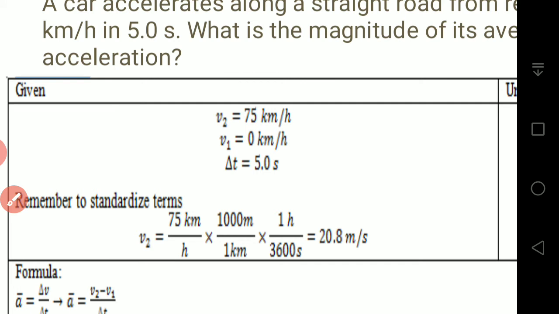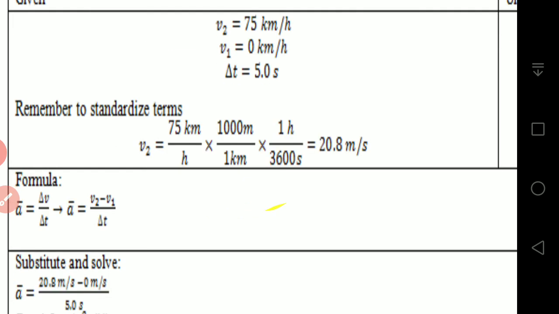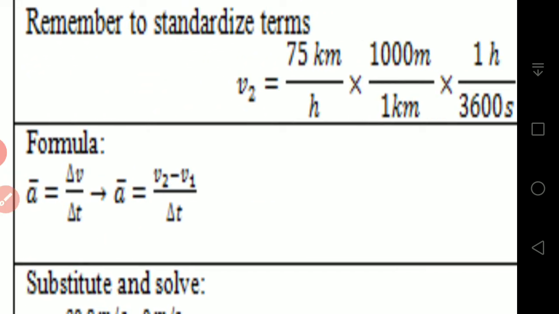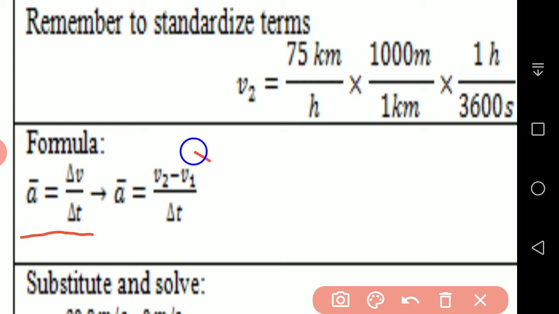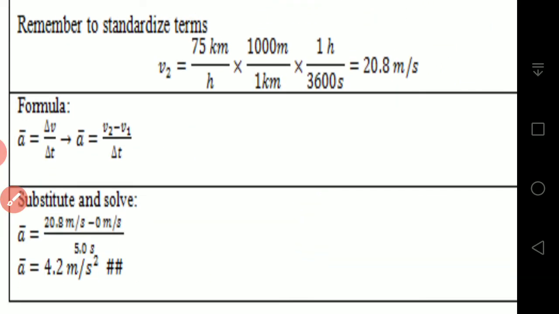So, ano ulit yung formula na gagamitin natin? Yung ating formula ay ito. Average acceleration is equal to change in v over change in time. Pero alam natin na change in v is the change from final tapos initial. Since nakuha natin lahat ng given, pwede natin i-substitute. Lalabas yung sagot.